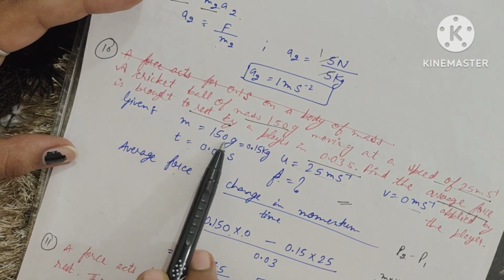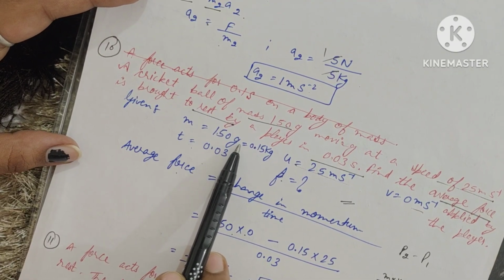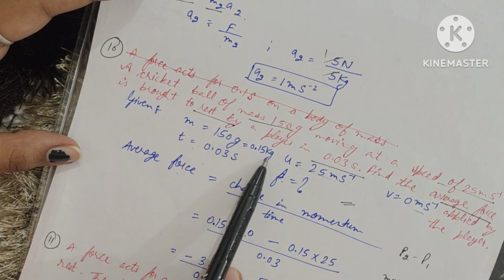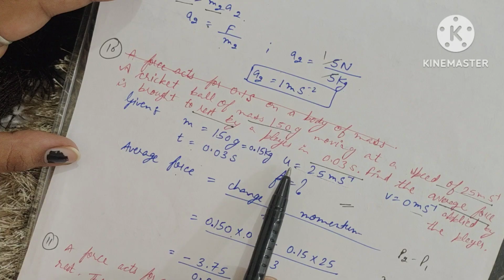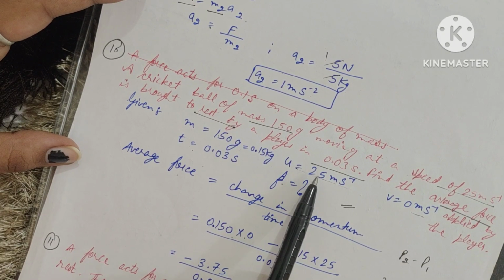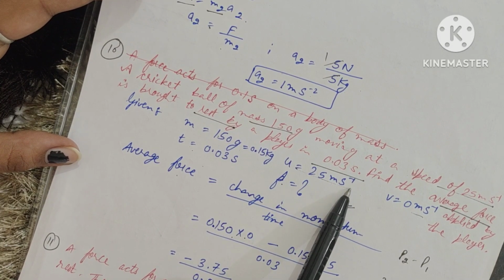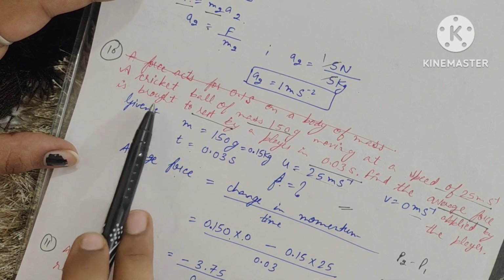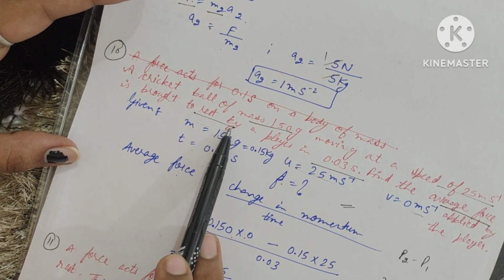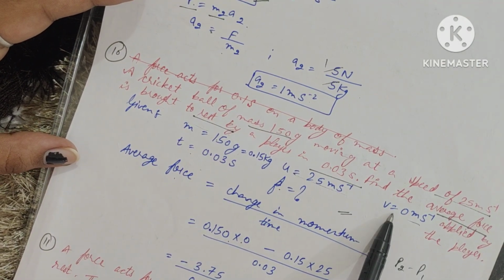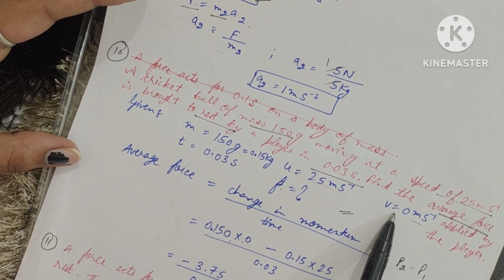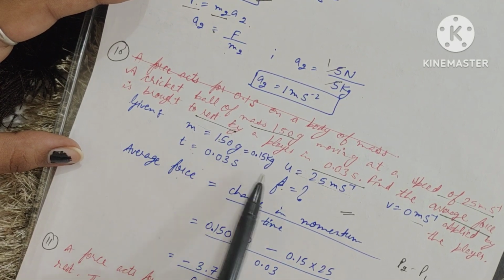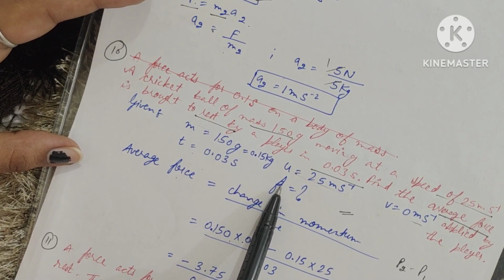Firstly, the mass is given. It is 150 in gram. We have to change it into the SI unit. The second is the initial velocity. It is 25 meter per second. Because the body we need to take to the rest position, it means the final velocity is 0 meter per second. Time is also given. We have to find the average force.